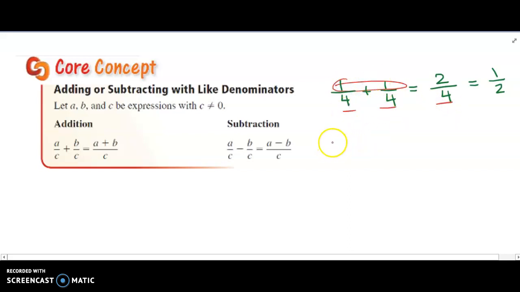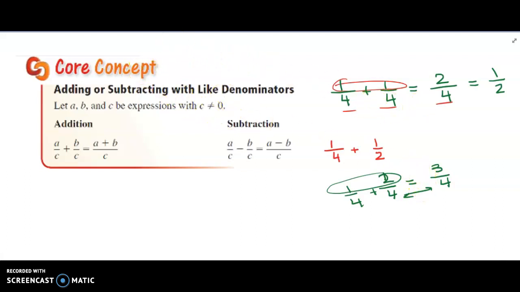But let's say I have 1/4 plus 1/2. If I have unlike denominators, we have to change these to like denominators. So we would change 1/2 to 2/4, and then we would add them and it would give us 3/4. And once again, we only add the numerator, we keep the denominators. So we're going to use that same concept when we add and subtract more difficult rational functions.